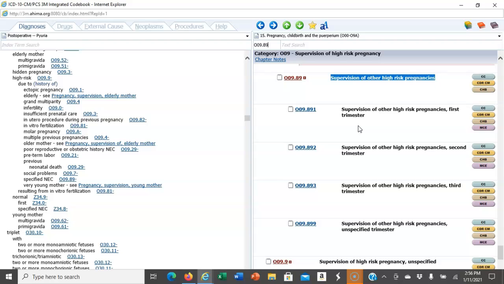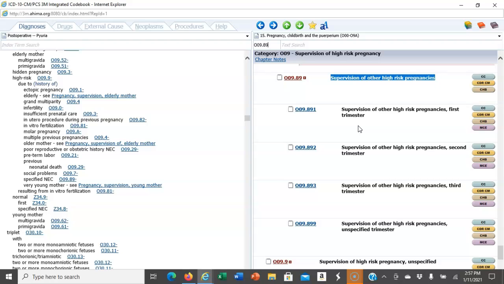So when we look again at this pregnancy supervision of high risk due to, we don't see preeclampsia here. So again, we have a specified NEC code that we are applying, O09.891. She is anemic, so we are going to be applying pregnancy complicated by anemia, O99.01, and then we're applying the trimester character of 1.